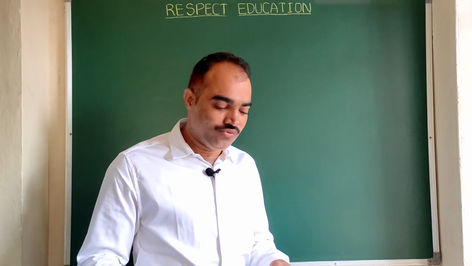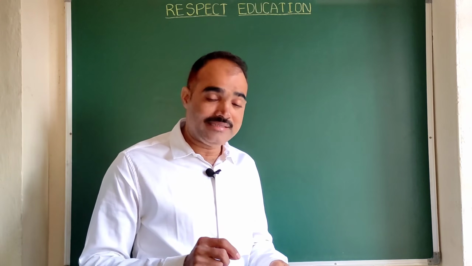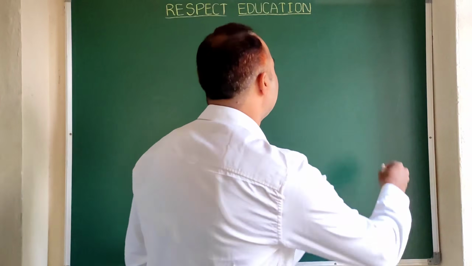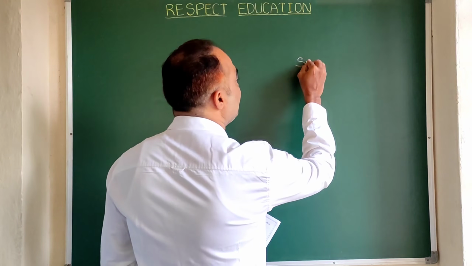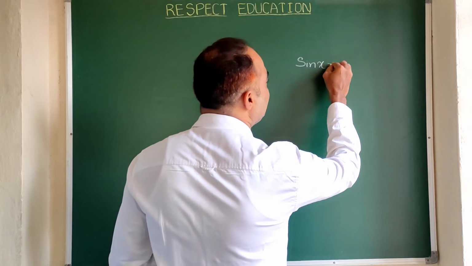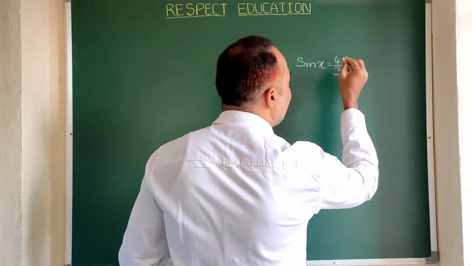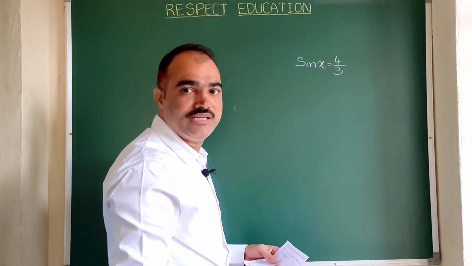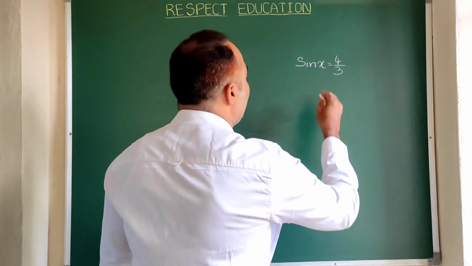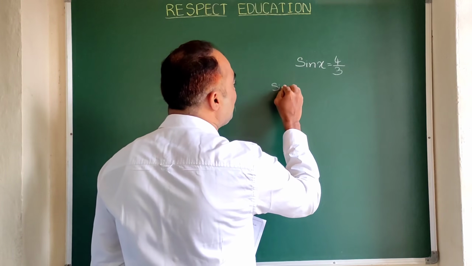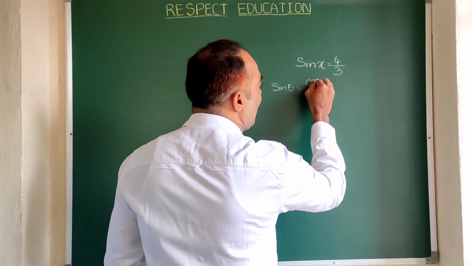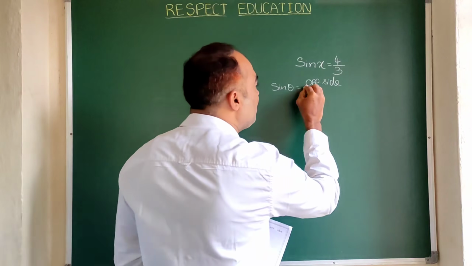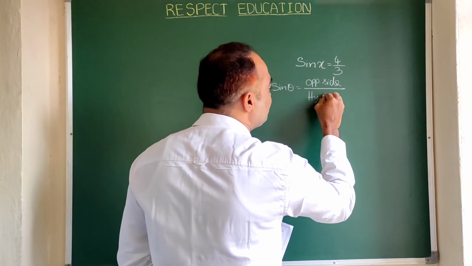Sin x equal to 4 by 3 does exist for some value of angle x. Let us see here. Given sin x is equal to 4 by 3, is it possible for any angle x? This is the question. Let us see. Actually here, what is the sin theta formula? Opposite side to theta by hypotenuse.